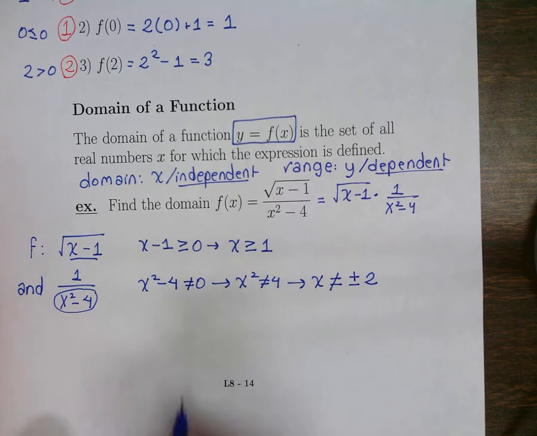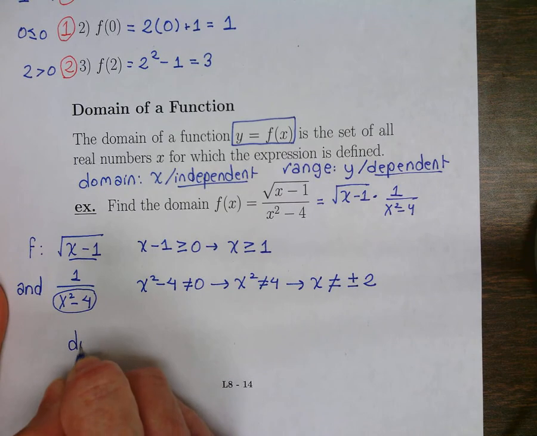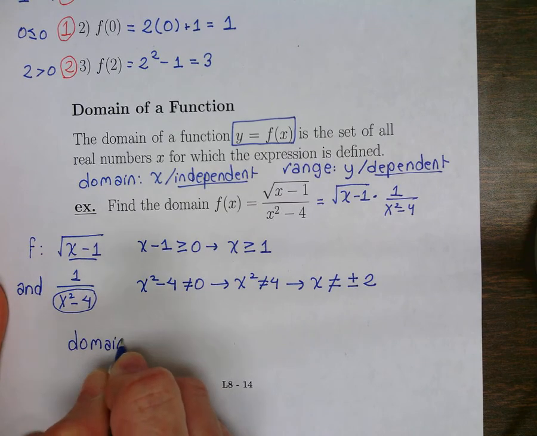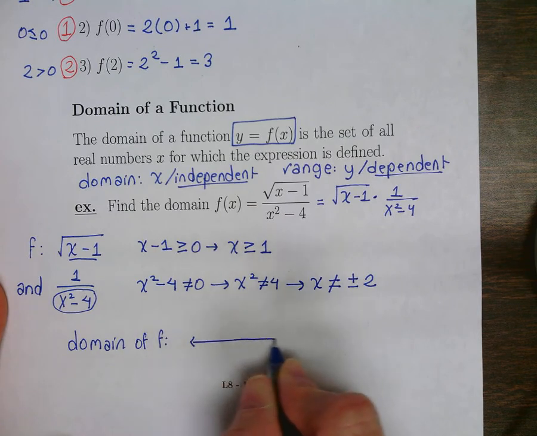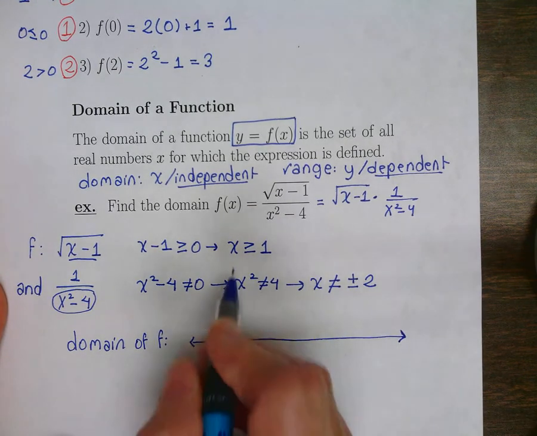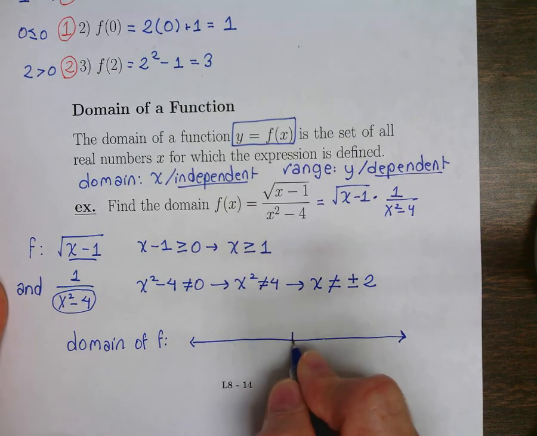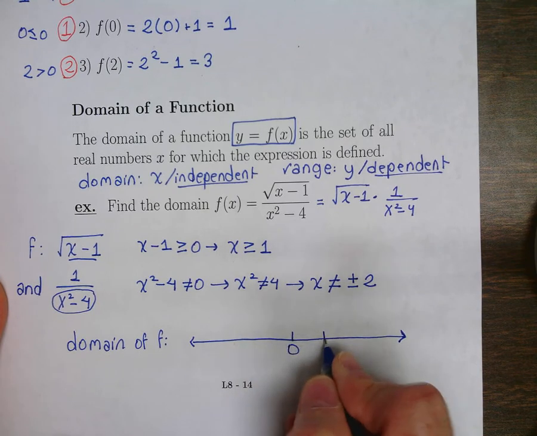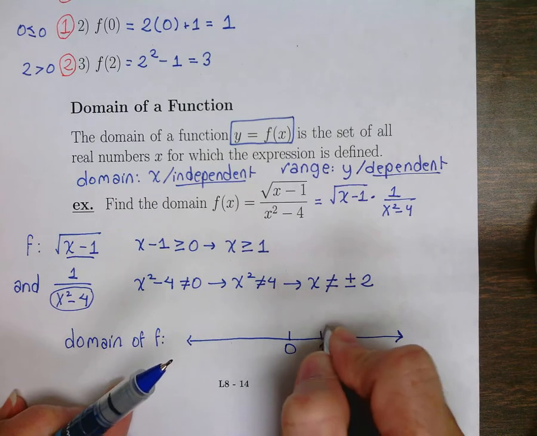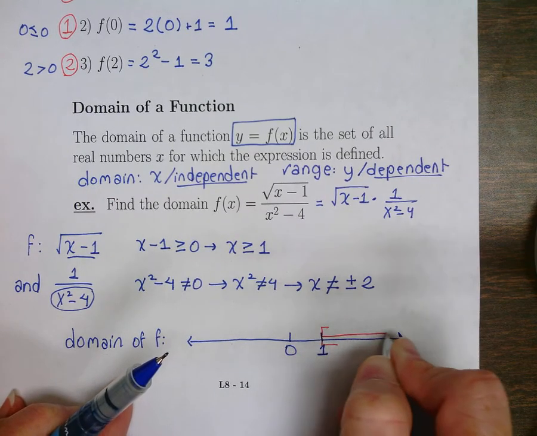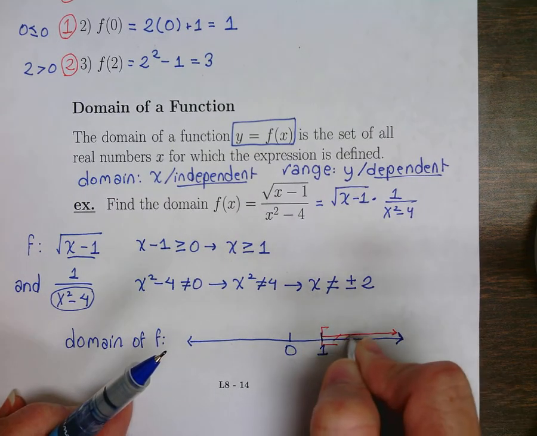Okay, so what does the domain of the function look like? Think of a number line. First of all, x has to be greater than or equal to 1. So that's the first restriction. We're only in this portion of the number line.